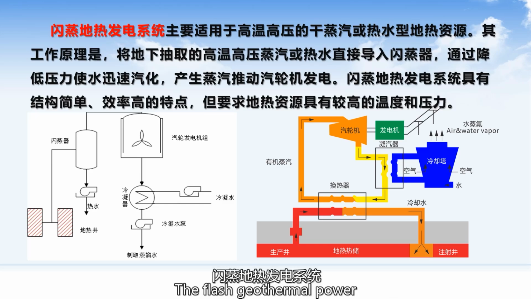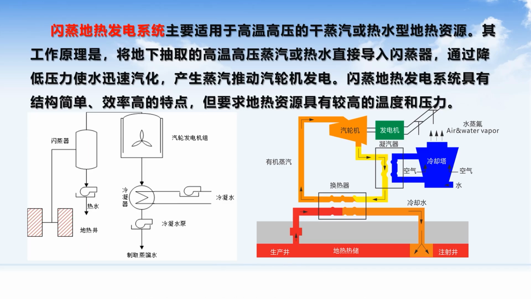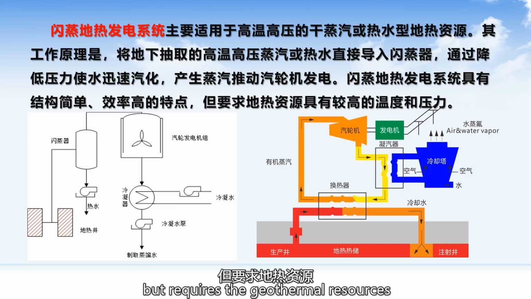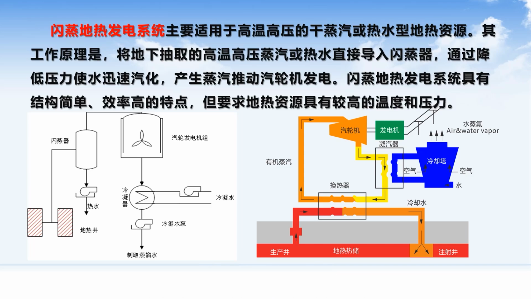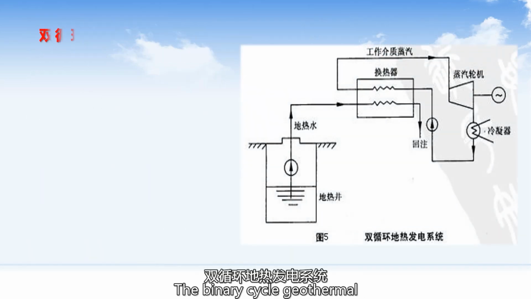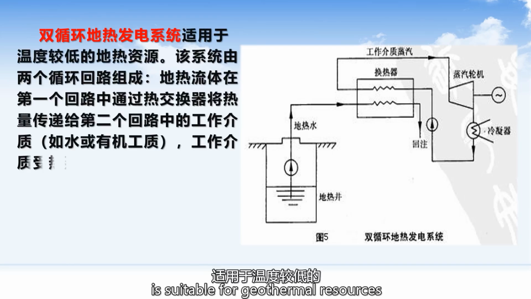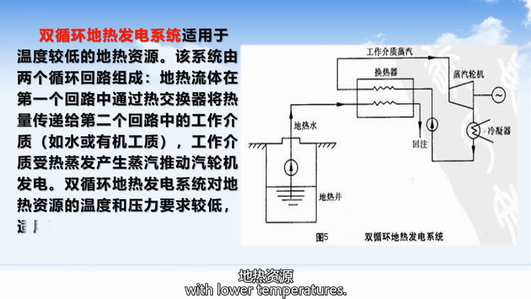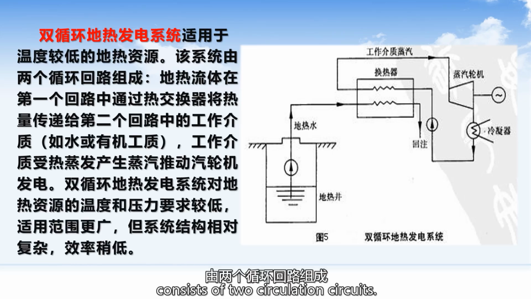The flash geothermal power generation system has the characteristics of simple structure and high efficiency, but requires the geothermal resources to have high temperature and pressure. The binary cycle geothermal power generation system is suitable for geothermal resources with lower temperatures. The system consists of two circulation circuits.